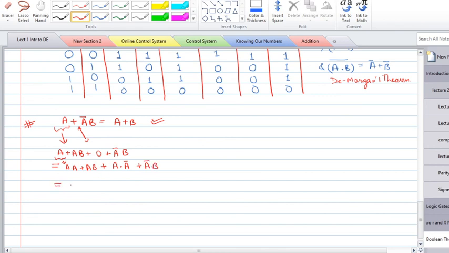Okay, take A as common: A(A + B), take A bar as common: A bar(A + B), and this results in (A + A bar) multiplied by (A + B), where A + A bar is equal to 1, so 1 dot (A + B), and hence we get the final result, that is A + B.